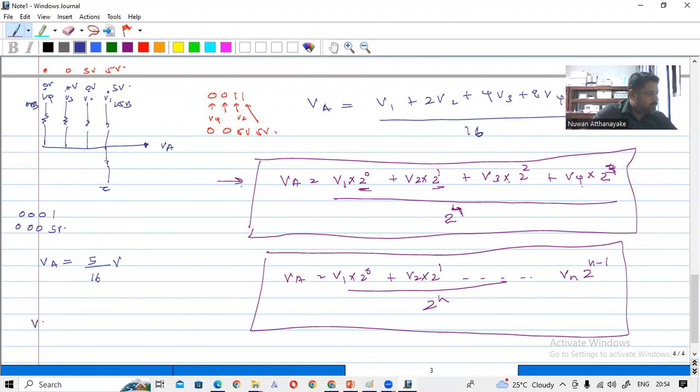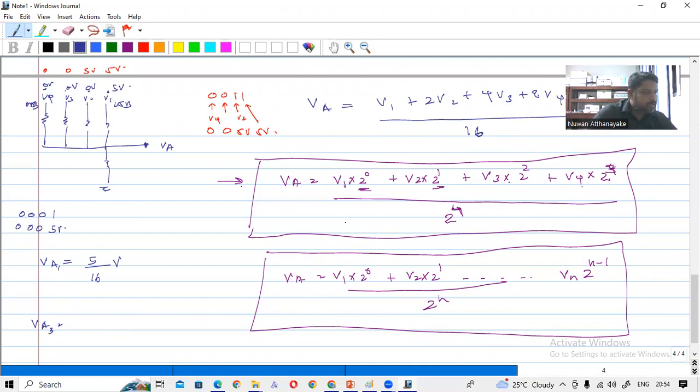Okay, let's say that this is 1, and this is 3 or something, okay? So V1, 5 volt, so you have 5 volt here. V2, 5 volt. So 5 volt into 2, that means 10 volt. So altogether you have 15 volt, but these are 0. So it will be 15 volt divided by 16. Okay. Then you can calculate the voltage value for any bit stream.